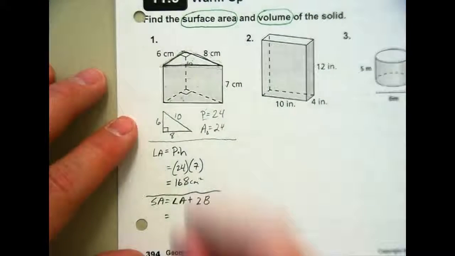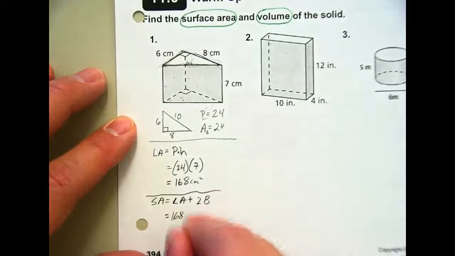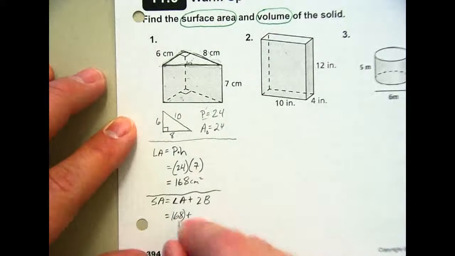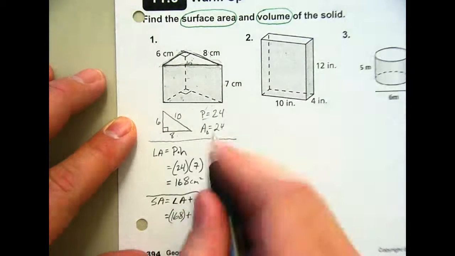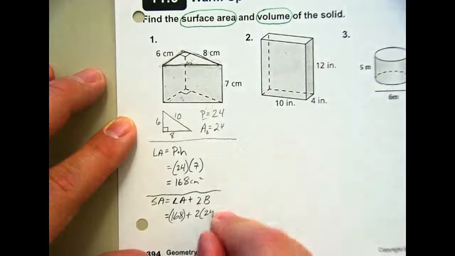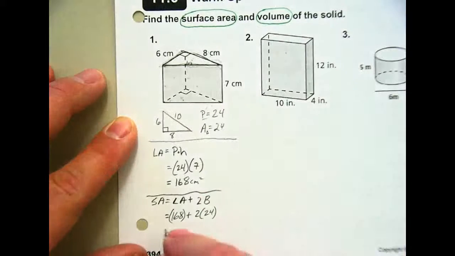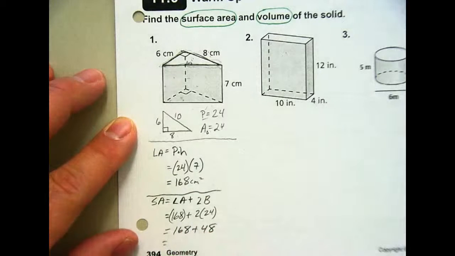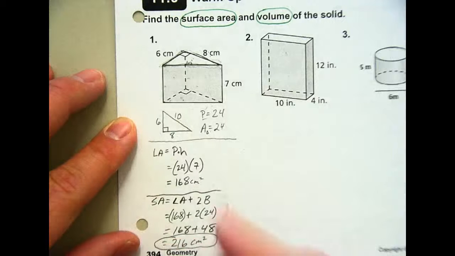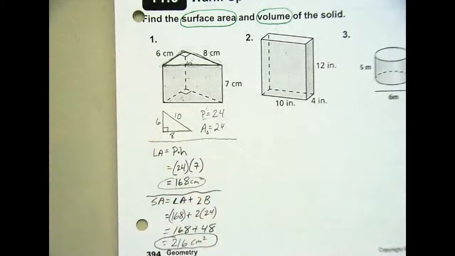Okay, so LA is 168. The area of the base we already figured out. Okay, that is 2 times 24. That's why I came up with it there. So I always come up with perimeter and area first of the base. That gives me 168 plus 48, or a grand whopping total of 216 square centimeters. All right, so I found my surface area.